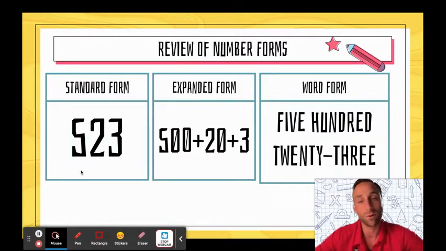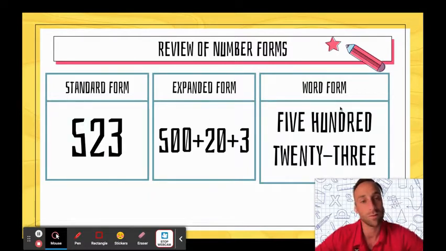So expanded form is when you take the standard form, but you represent each number by its value. So for example, the 5 in the hundreds place has a value of 500. The 2 in the tens place has a value of 20. And the 3 in the ones place has a value of 3. And it almost looks like you're putting this into an addition equation here. So standard form and expanded form.